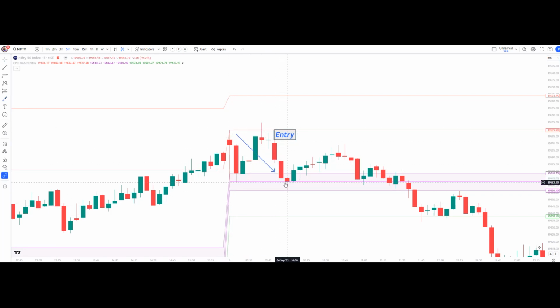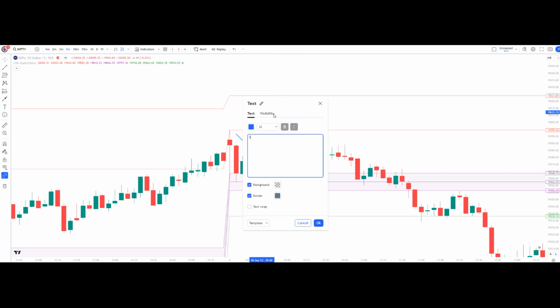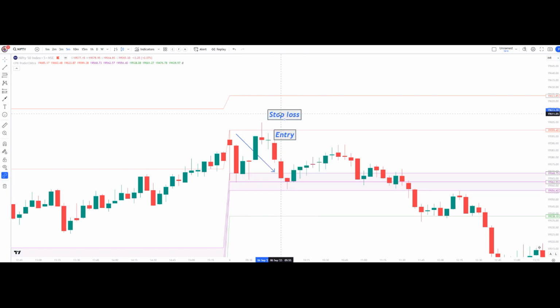So below R1, what is the support? That is the CPR. So we can keep the target as CPR, and our target got achieved. The price reached the pivot level. And where will we keep the stop loss? Stop loss we can keep above this red candle. So this is the stop loss. Target is the support. So this is the target.